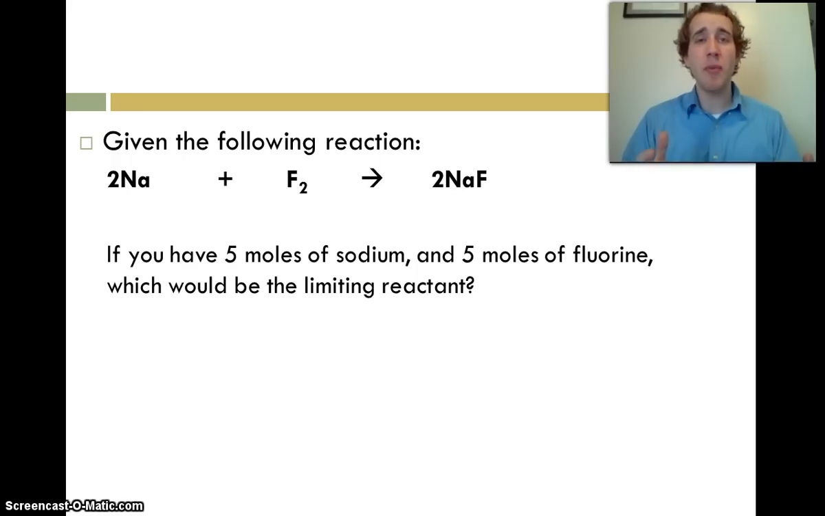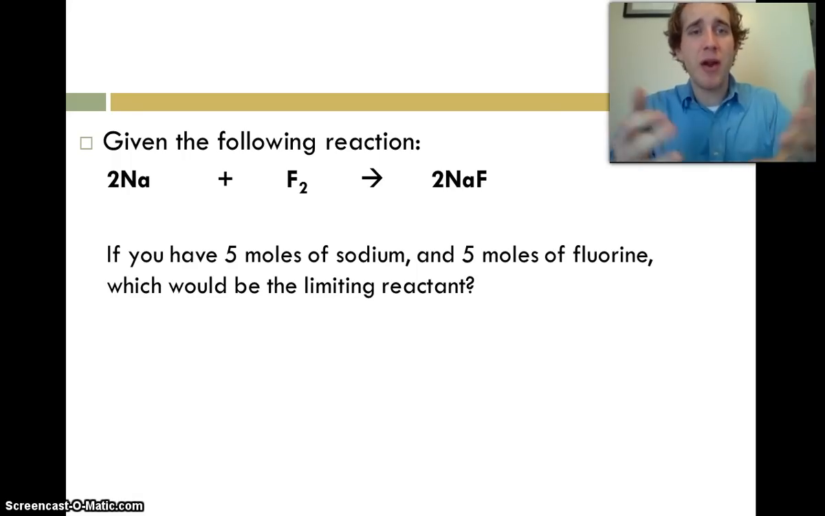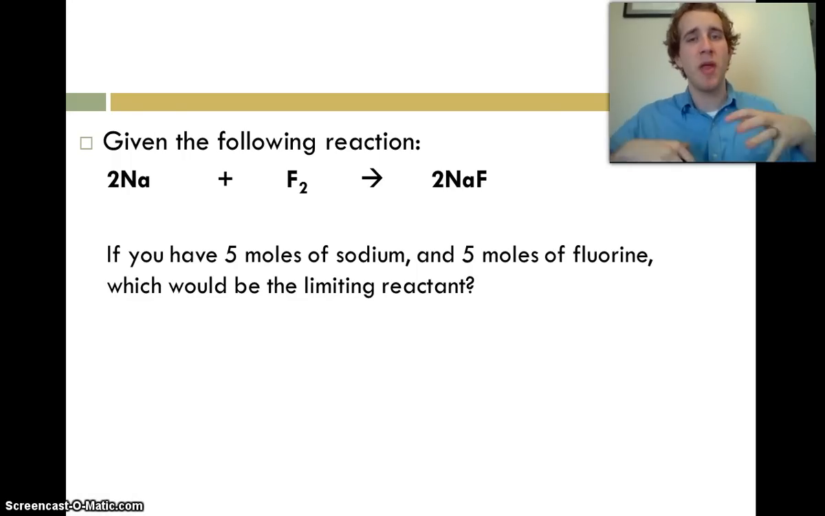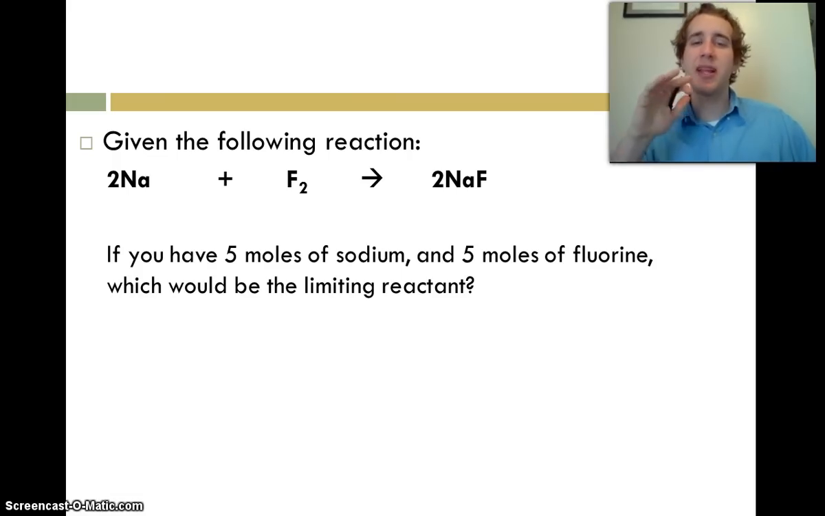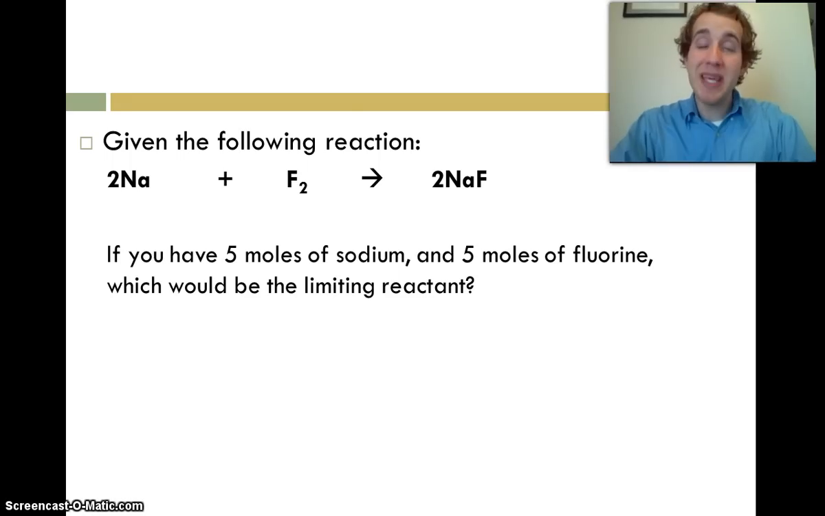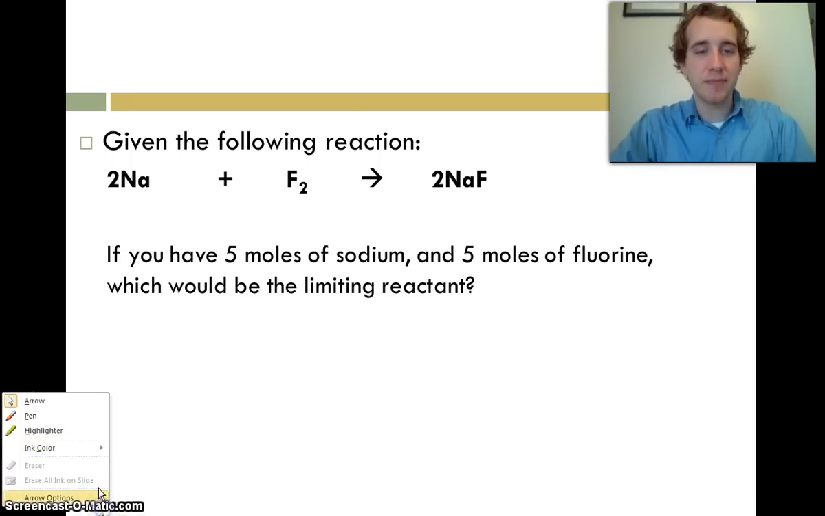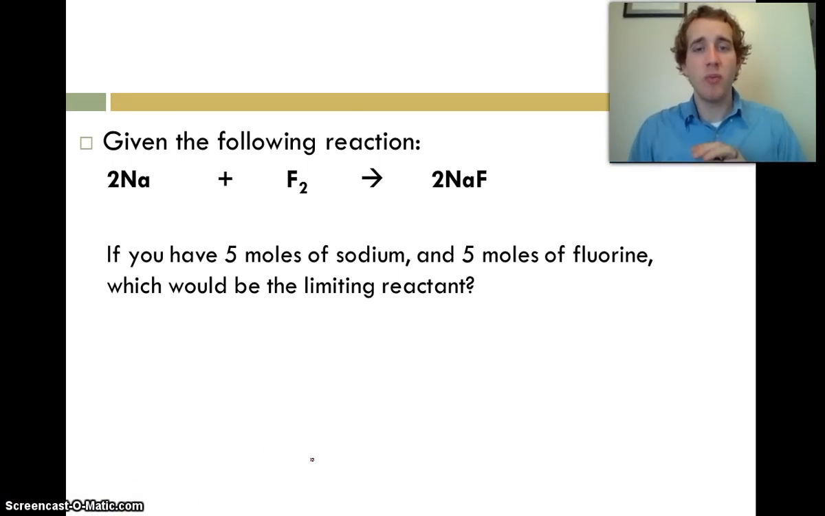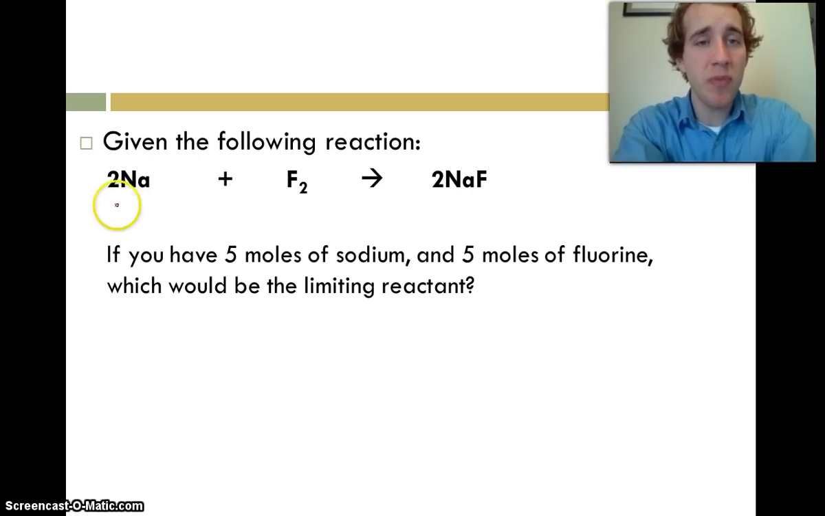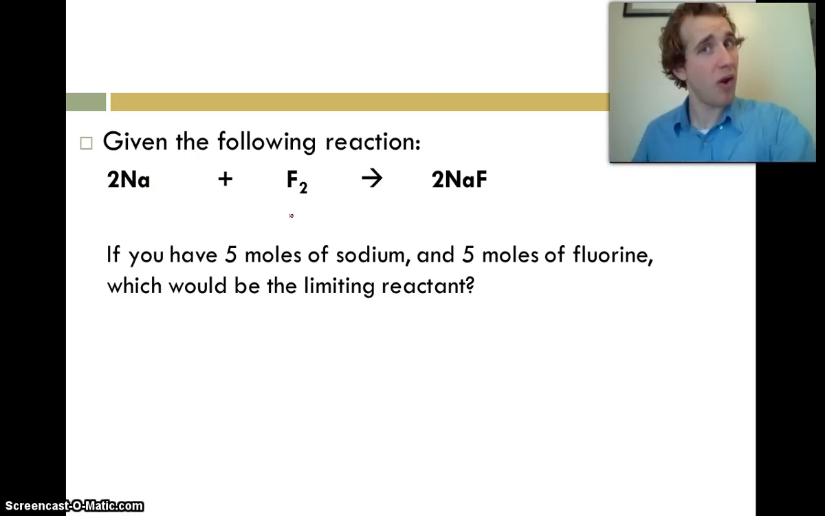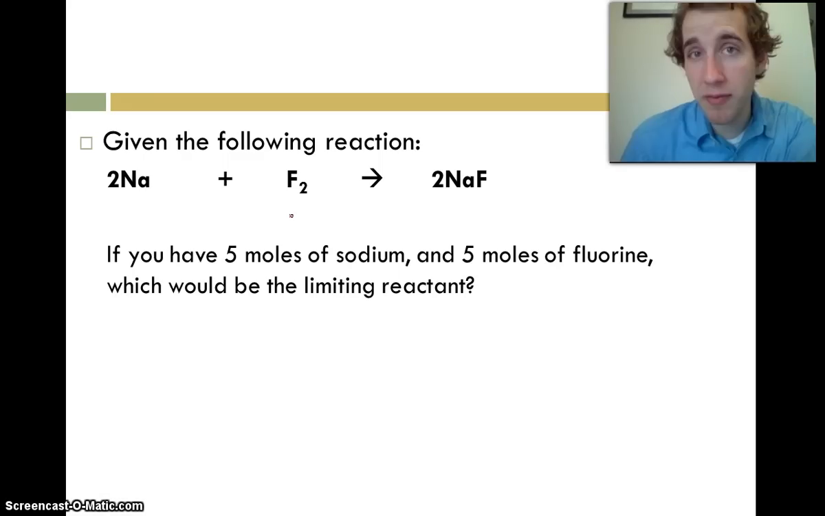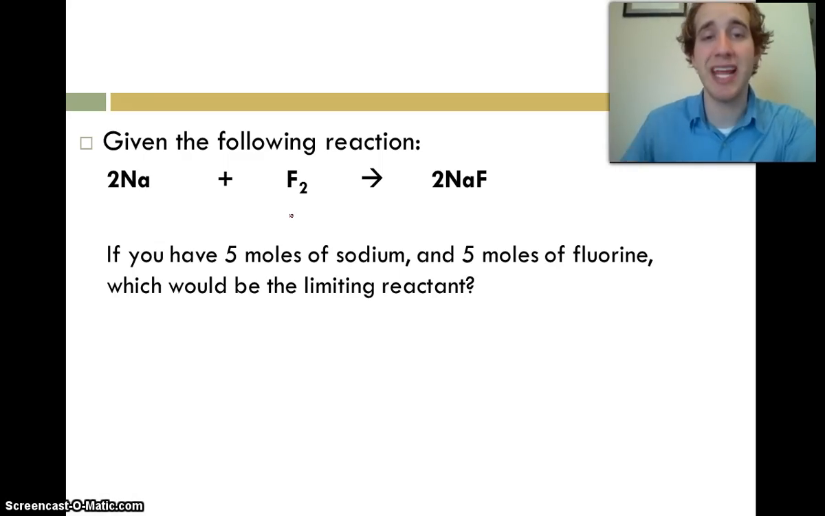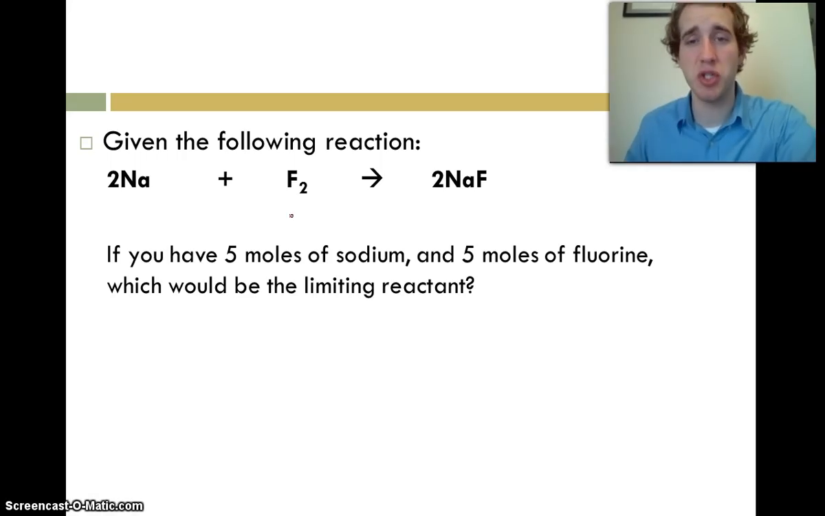So let me show you how we go about doing this. Let's say we've got a reaction, and given the following reaction, sodium plus fluorine equals 2 sodium fluoride molecules. If we were starting with 5 moles of sodium and 5 moles of fluorine, we want to know which would be the limiting reactant. Well, we've got two substances here. We've got sodium, we've got fluorine, and one of them's going to run out first. We don't know which one, but we know one of them's going to. It has to. That's just the nature of chemistry. One substance gets used up first.